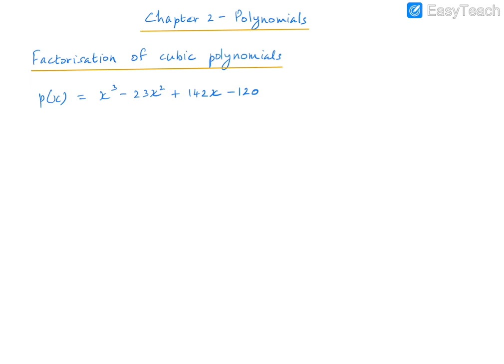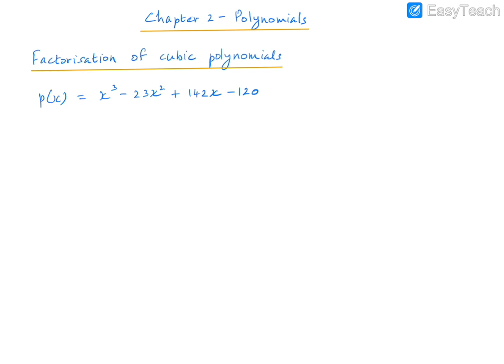But one hint that we can get is that whatever the root is, it will be a factor of this last constant term, which is minus 120. So we need to look at all possible factors of minus 120. In this case, plus or minus 1 is a factor of minus 120. Similarly, plus or minus 2, plus or minus 3, plus or minus 4, plus or minus 6, plus or minus 5 as well. So there are many factors of minus 120.